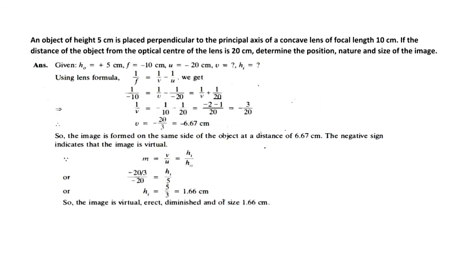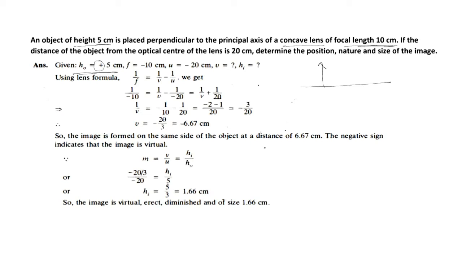So let's start with the first numerical. The numerical is: an object of height 5 centimeter. We have written h is equal to 5 centimeter. This positive sign indicates that the object is placed vertically upward to the principal axis. Clear? So it is placed perpendicular to the principal axis of a concave lens of focal length 10 centimeter.